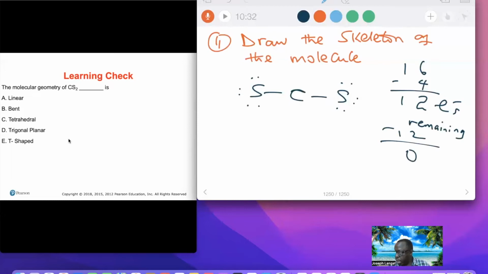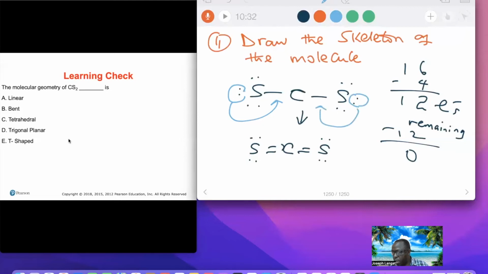So we need to make a double bond on either side so that carbon satisfies the octet rule. So I'm just going to have 4 electrons here. I've used 2 to make the double bond, and these 2 here to make a double bond there, to give us that.